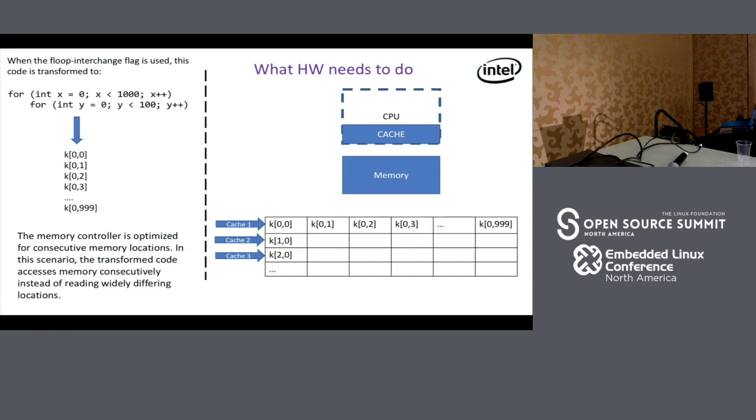It's one of the main reasons why -O3 in GCC also gives very good performance. Not everything is about vectorization. It's also about the way we access memory caches.